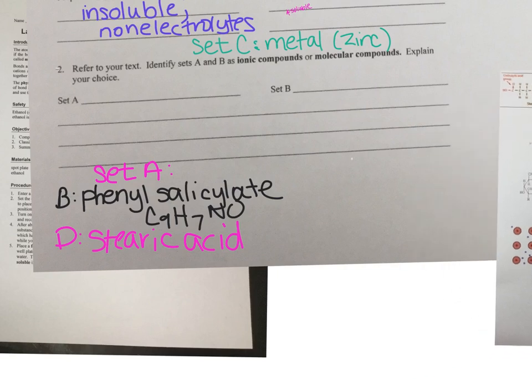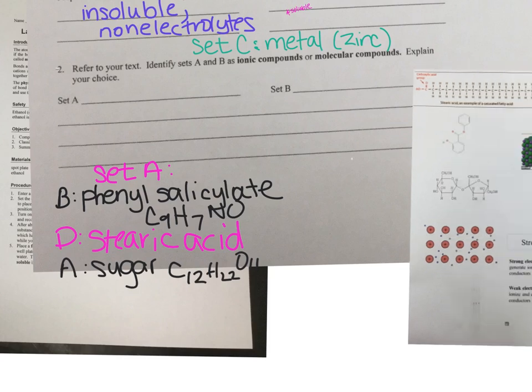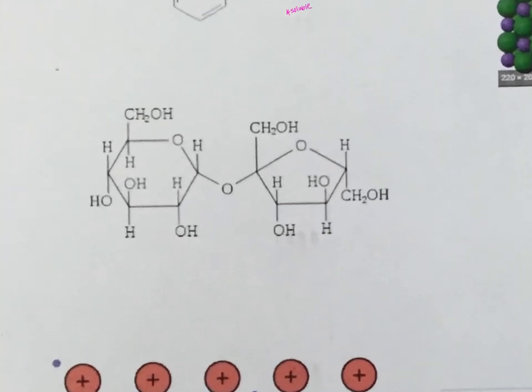Finally, the last one that we threw into this category was A. That was just sugar. Okay, and this is table sugar, so it's C12H22O11. And so looking at that chemical formula, and by the way, this one is sugar. Okay, so looking at that, do we see that that's also molecular or covalent? It's a big molecule, basically.